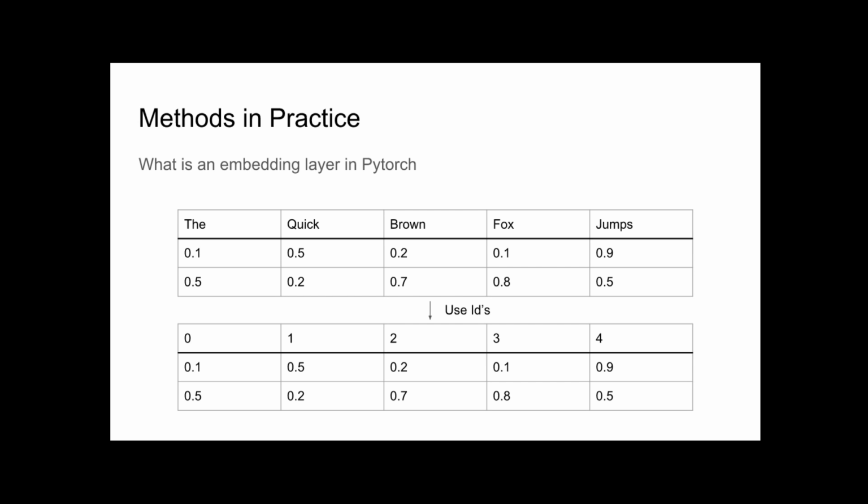Okay, so with that said, how are these things actually implemented in PyTorch, and what are some cool things that you can do with this? So let's say that we have two-dimensional word embeddings for these 5 words. We've just got the quick brown fox jumps, and the column represents the word vector for these words. So the first thing you're going to do is generate some IDs for it, which makes sense because the computer deals with numbers, not strings.